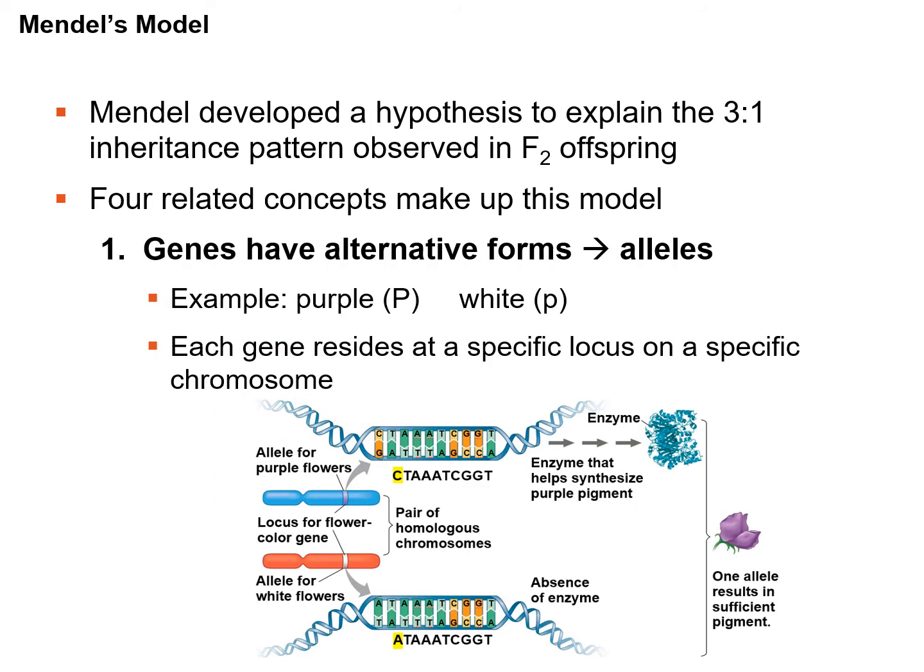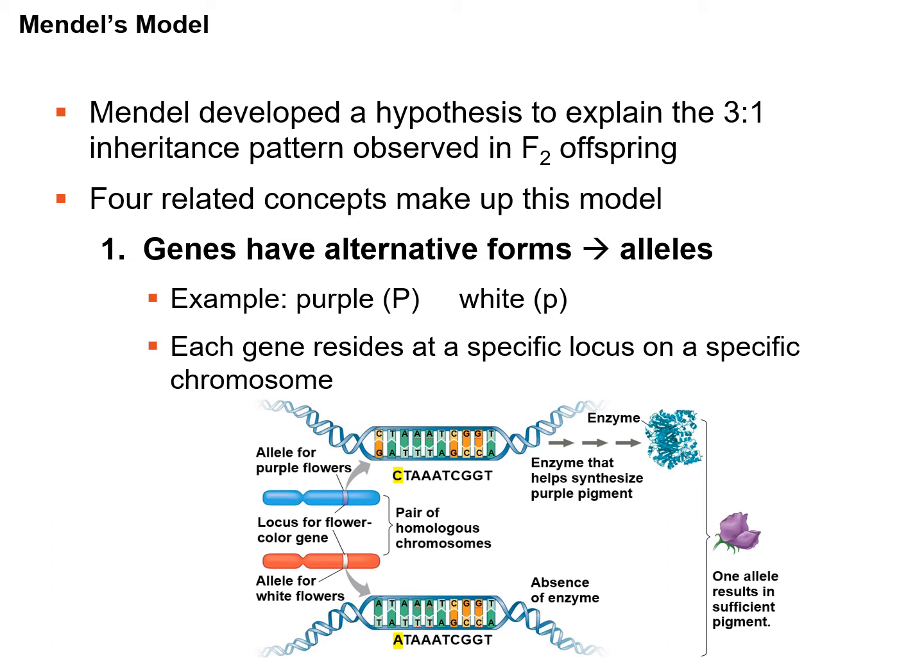In the development of his hypothesis, Mendel considered four related concepts, and it is these concepts that enable us to know now what we do about genes and chromosomes. First, alternative versions of genes account for variation in inherited traits.